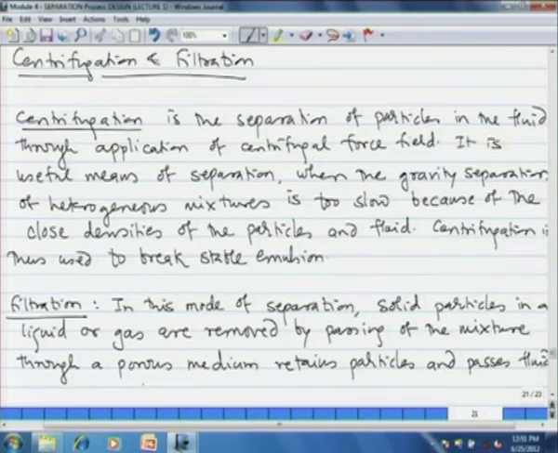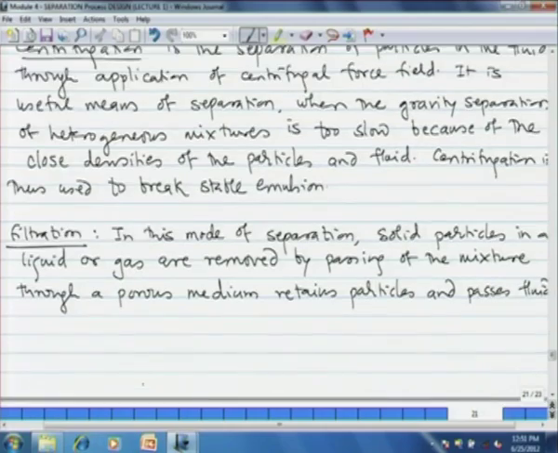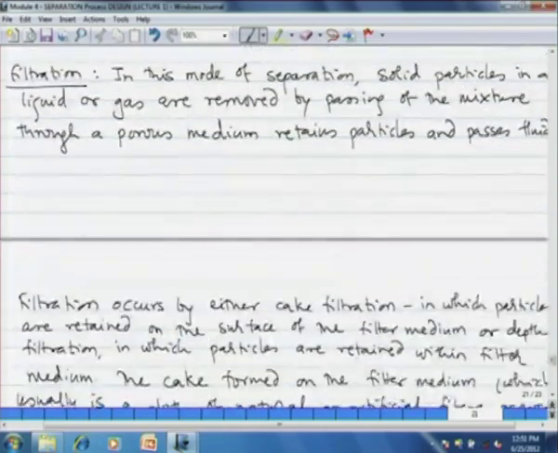Then the process of filtration. Filtration, again it is a sort of membrane process, but it is not for as small particles as being used for membrane. These are for like macroscopic particles. In this mode of separation, the solid particles in liquid or gas are removed by passing of the mixture through a porous medium that retains solid particles and passes the fluid.